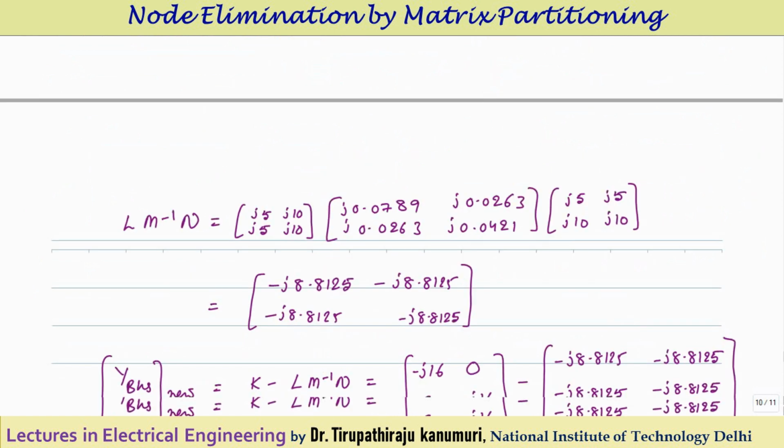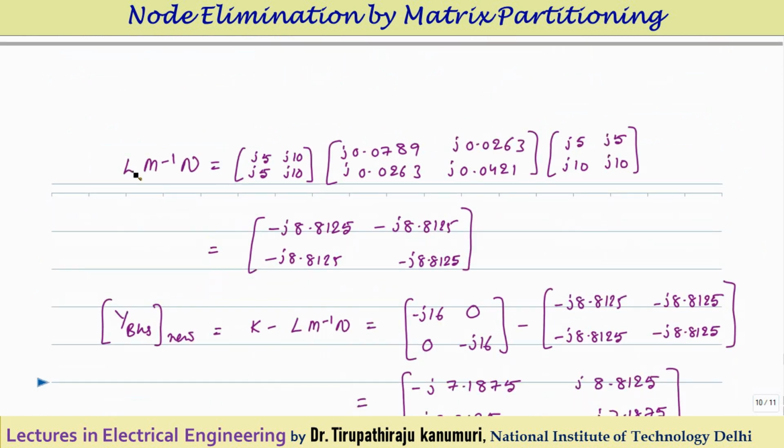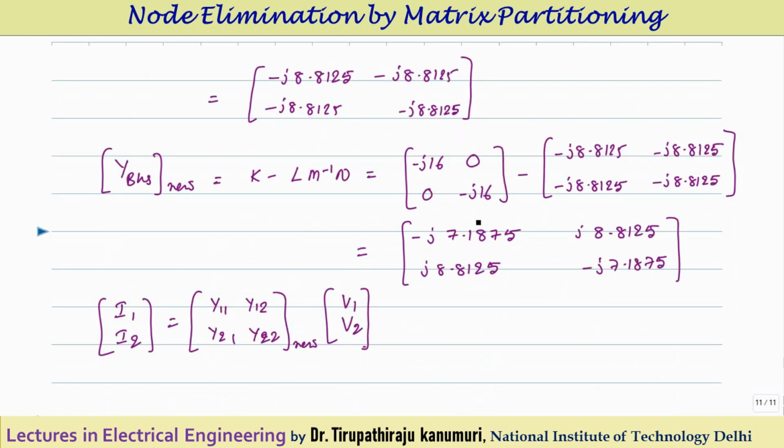Once M inverse is calculated, I have to calculate L into M inverse into N. So this is my L, this is my M inverse, this is my N. When you do the matrix operation, I am directly writing the answer to save time. So this is minus J8.8125, this is also minus J8.8125. We got the same values in this example. Now calculating Y bus new, which is equal to K minus L into M inverse into N. This is my K, and L into M inverse into N we have calculated. So finally we got this as the new Y bus.